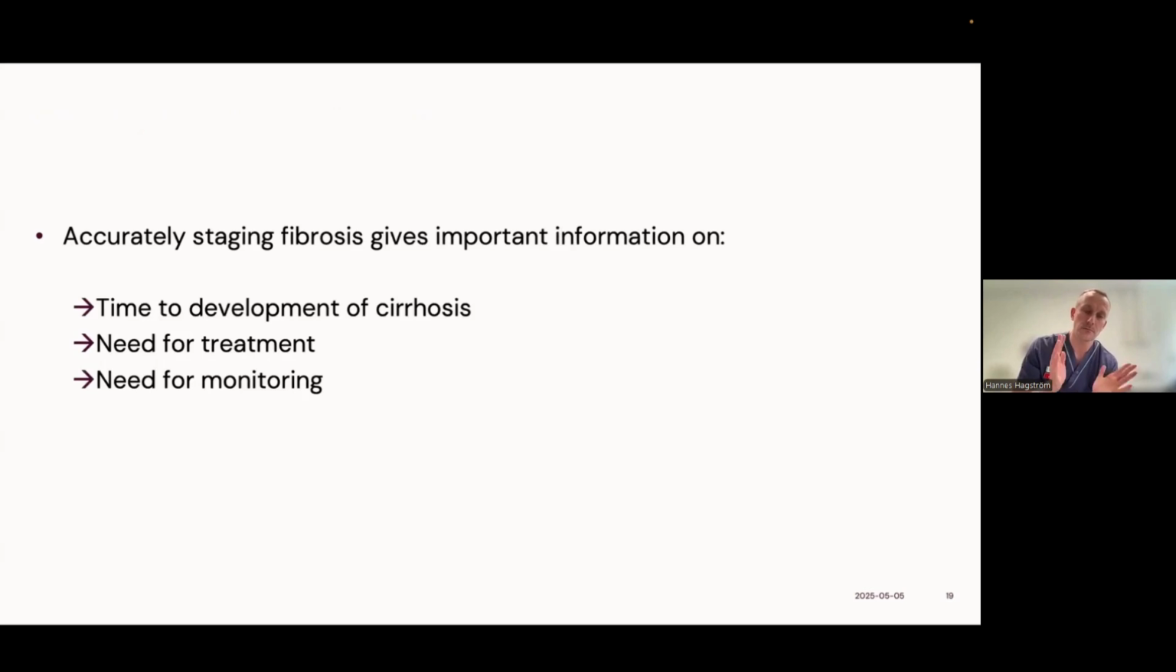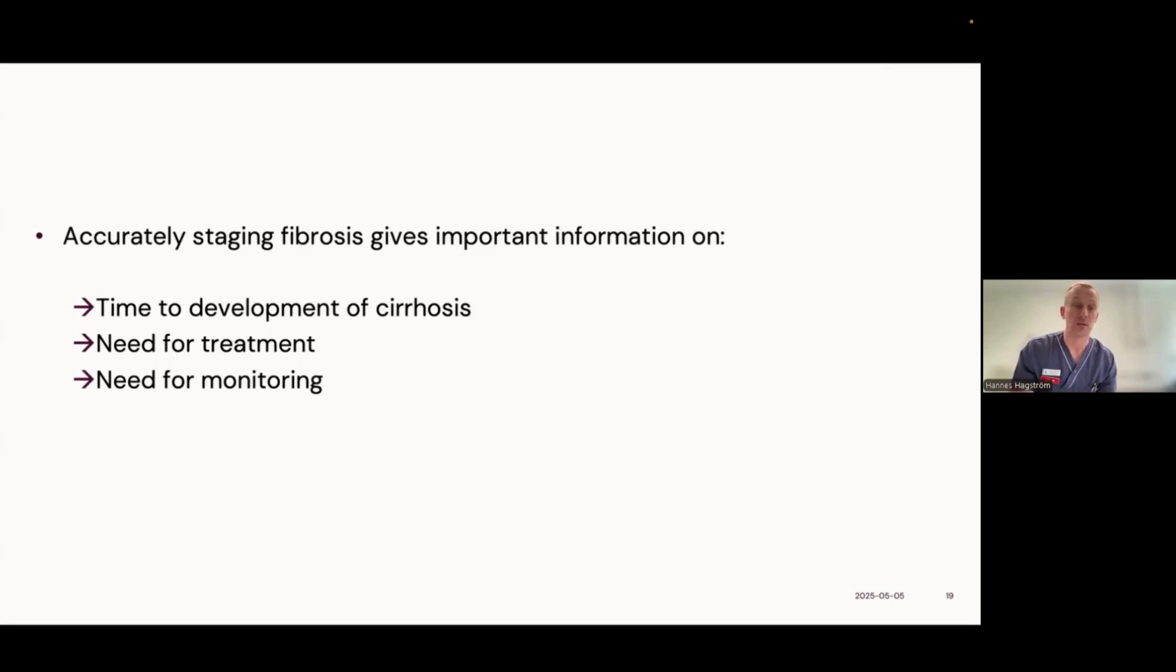So if we can stage the fibrosis, we can get important information on the time to development of cirrhosis, which will then also tell us, do we need to treat this patient? How intensely do we need to treat this patient? And what's the need for monitoring? Can we tell them, well, you're very lucky, you only have steatosis, you have no fibrosis, you will very unlikely die from liver disease, you will very unlikely develop cirrhosis, you don't need to go to the hepatology clinic, we can just follow you in primary care, you do have an increased risk for diabetes and cardiovascular disease that we need to take care of.